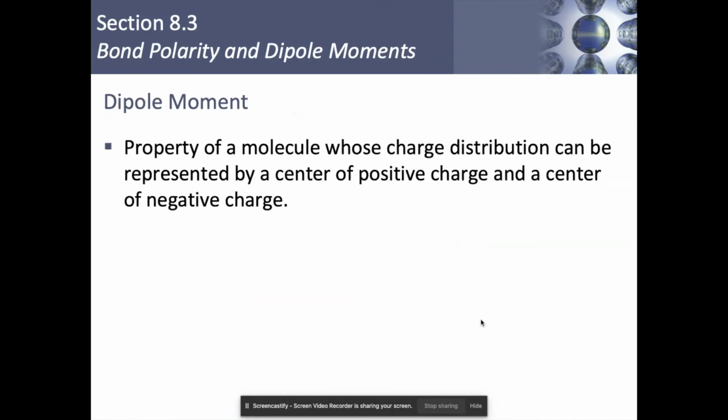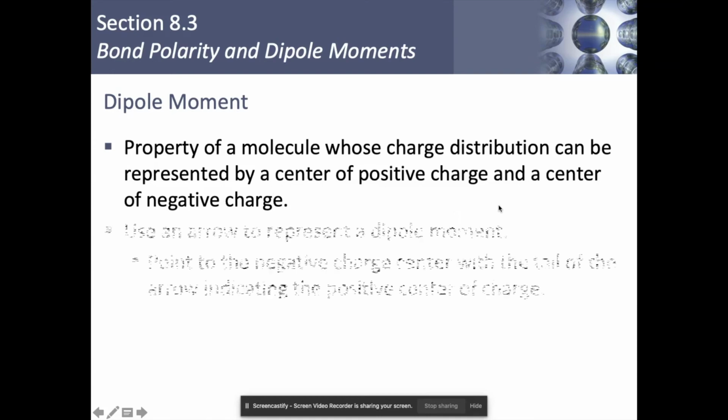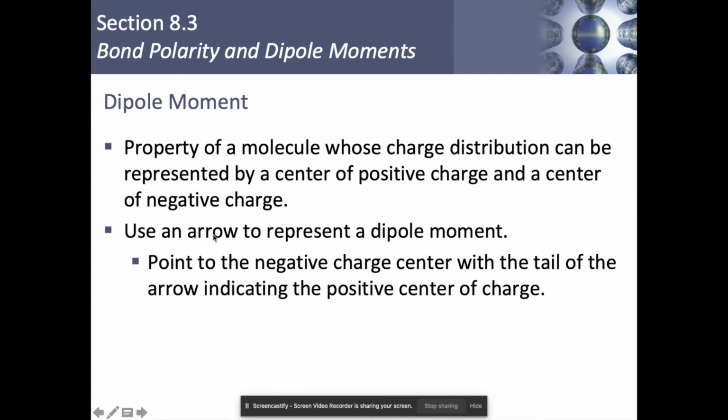Bond polarity and dipole moments. All right, so again, dipole moment, very important. It is a property of a molecule whose charge distribution can be represented by a center of positive charge and a center of negative charge. And so we like to use an arrow to represent dipole moment, with the arrowhead pointing toward the negative charge and the tail of the arrow indicating the positive center of the charge.